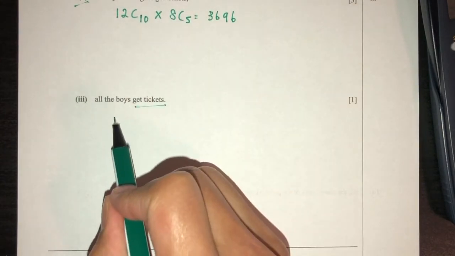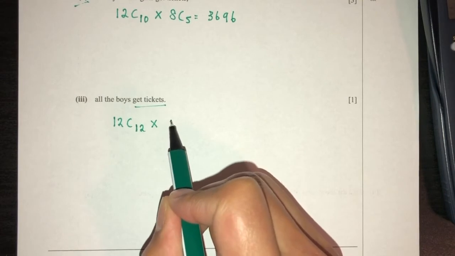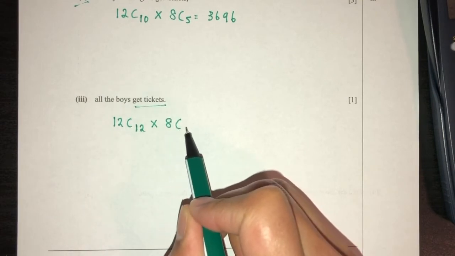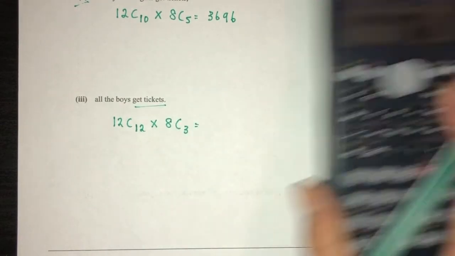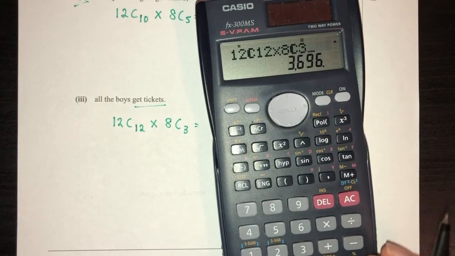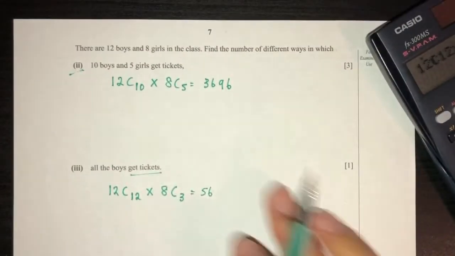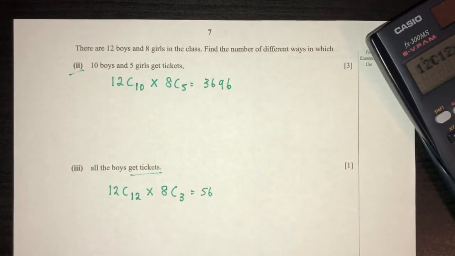So from the 12 boys we choose 12, times from the 8 girls we choose the remaining 3. So 12 choose 12 is just 1, times 8 choose 3. That will be 56. So this one I may have a little doubt. Let's double check. So what other ways are possible?